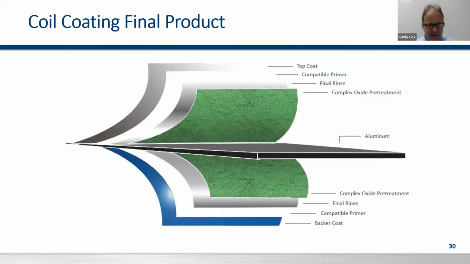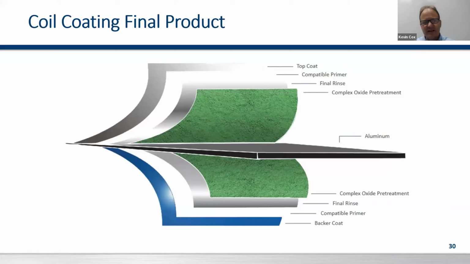The end product is basically this. You see the aluminum, that's the base metal. The complex oxide treatments are the etchings or the prep. These are usually gone. They're taken off by the final rinse. The next layer is a compatible primer. And then you see on the bottom is a backer coat.